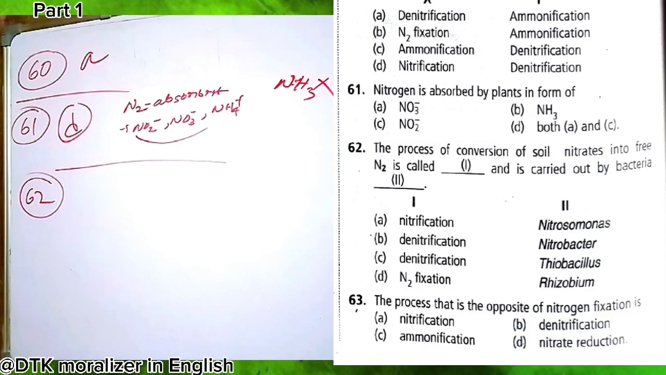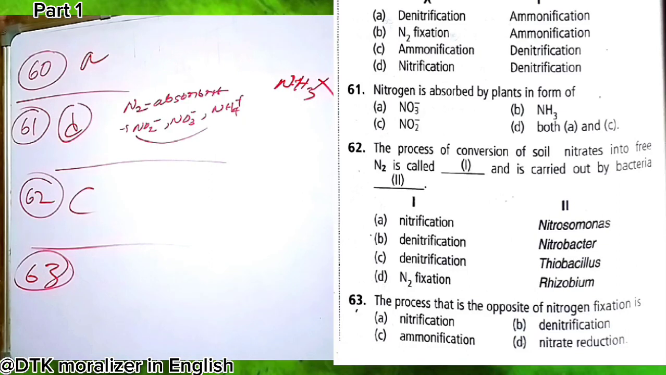Now 62 question. The process of conversion of soil nitrates into free N2 is called denitrification and is carried out by bacteria Thiobacillus, Pseudomonas. So as you can see, we can check the answers. So option C, denitrification and Thiobacillus.